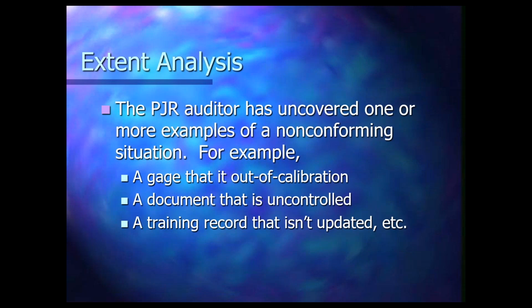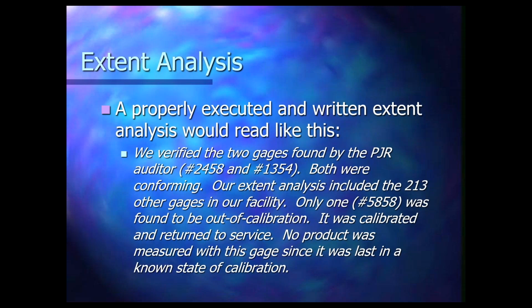Like we mentioned, if there's a gauge that's out of calibration, a document that's not controlled, a training record that isn't updated, how many more examples of that are we going to find if we go digging? So a well-written extent analysis potentially might read as follows. We verified the gauges that were found by the PGR auditor, and both were conforming. Our extent analysis included the 213 other gauges in our facility. Only one was found to be out of calibration. It was calibrated, returned to service. No product measured with this gauge since it was last in a known state of calibration.